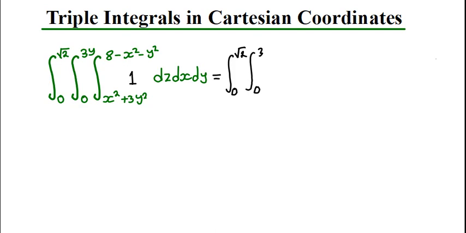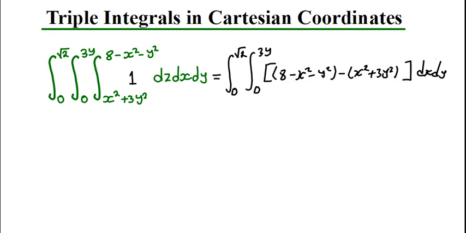If you evaluate z from this to that, it can be written this way: you are moving from 8 minus x squared minus y squared, minus the lower limit, which is x squared plus 3y squared. Remember that we no longer have the dz, we just have the dx, dy. So we can go ahead and simplify this.